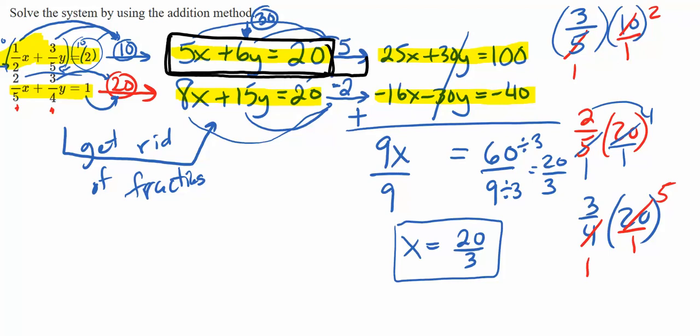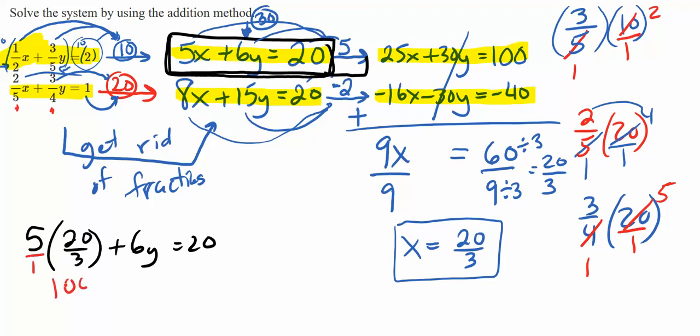So I'm going to go 5 times 20 over 3 plus 6y is equal to 20. Alright, running a little bit out of room here, but let's see if I can at least put in most of it. Okay, so in this case I'm going to have to make that into a 1. Nothing reduces, so it's a straight 100 over 3 plus 6y is equal to 20. How do I work with that? That's even a problem area here.